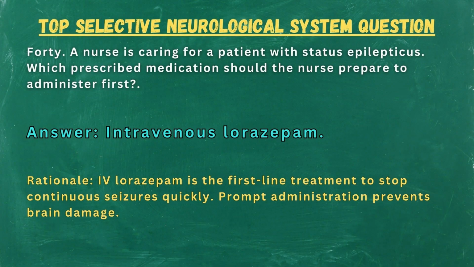40. A nurse is caring for a patient with status epilepticus. Which prescribed medication should the nurse prepare to administer first? Answer. Intravenous lorazepam. Rationale. Lorazepam is the first-line treatment to stop continuous seizures quickly. Prompt administration prevents brain damage.